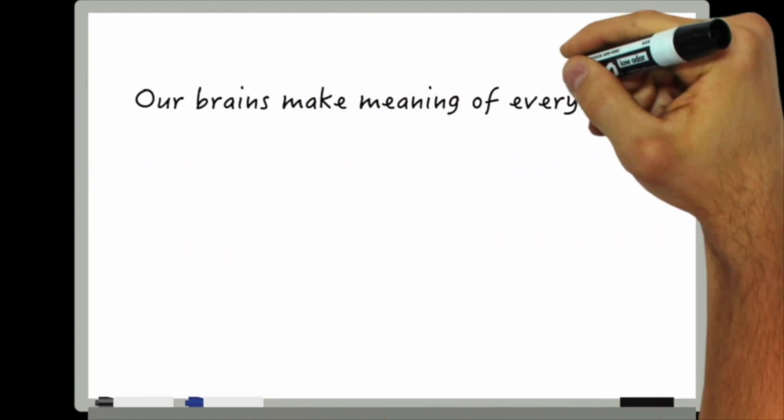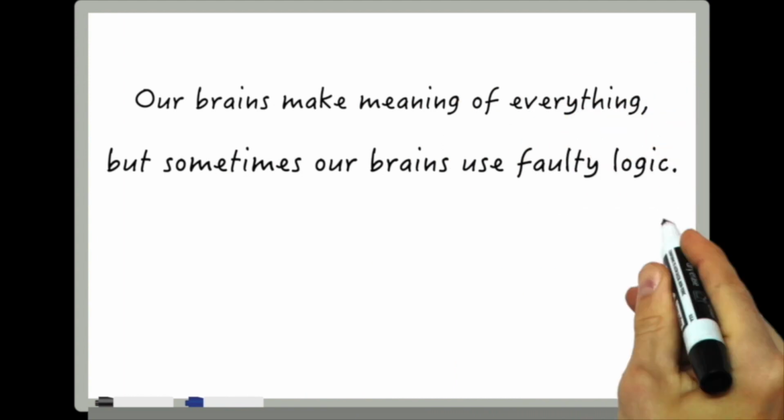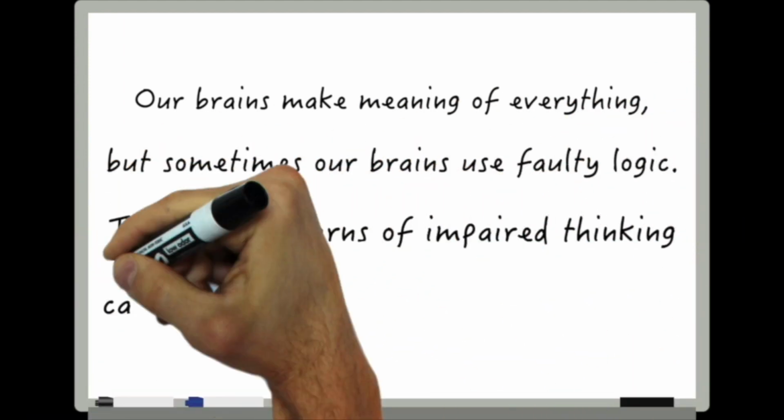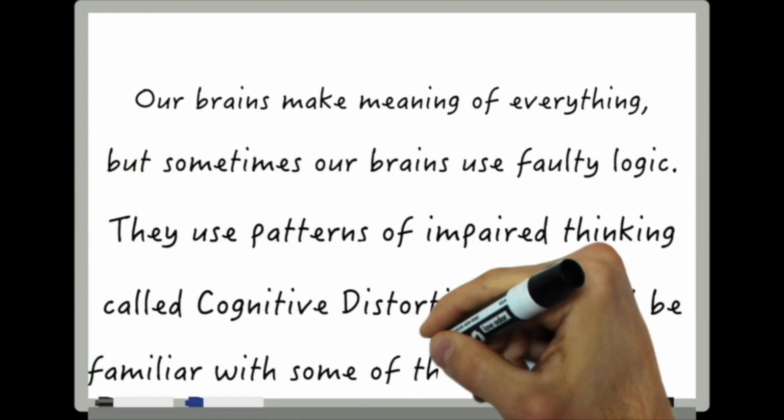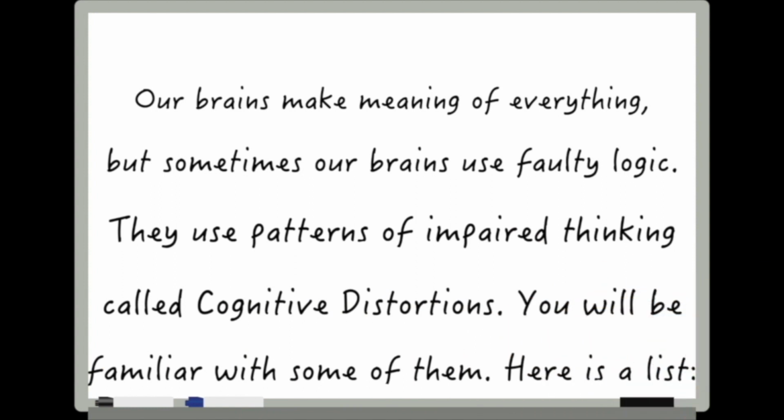Our brains make meaning of everything, but sometimes our brains use faulty logic. They use patterns of impaired thinking called cognitive distortions. You'll probably be familiar with some of these. Here's a list.